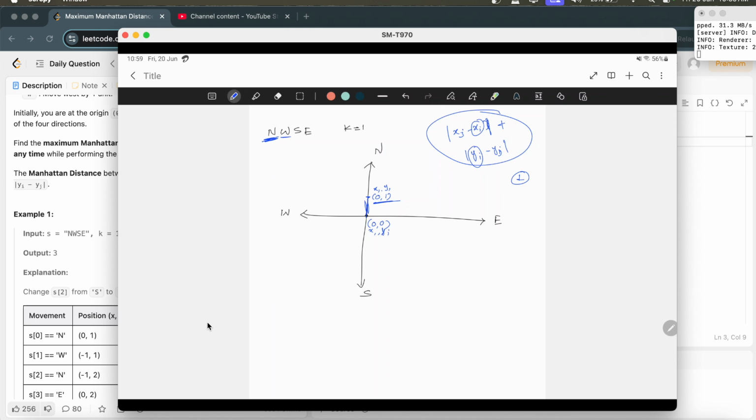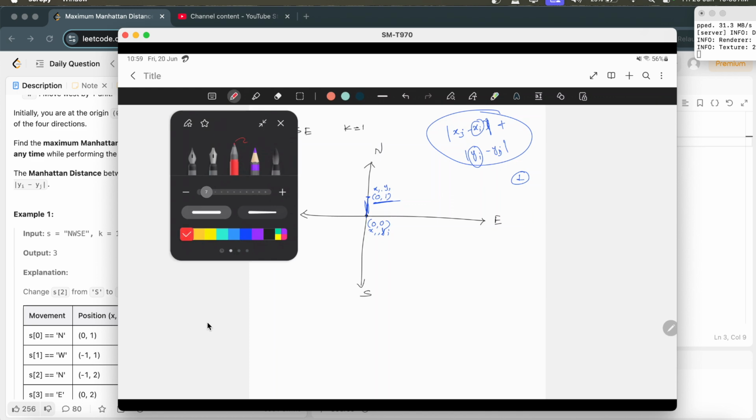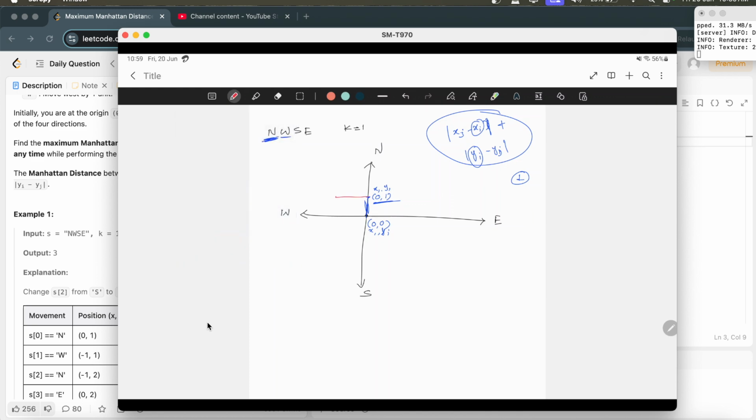So west is actually in this direction, so in this direction we will move. Now the current position is going to be minus 1 comma 1. We have to remember that this quadrant is positive positive, so whatever values we are getting, it is going to be plus plus. Here it is going to be minus plus.